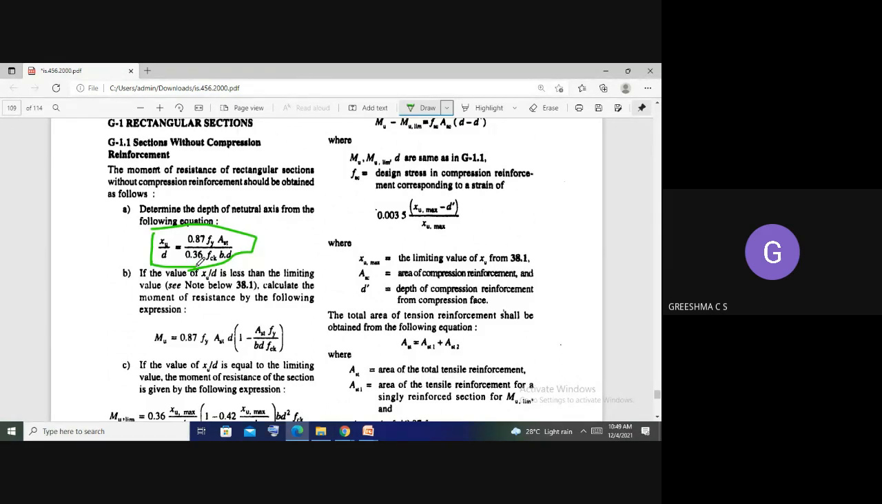xu by d is equal to 0.87 fy divided by 0.36 fck into b. So this is the cut type, so directly the xu value you can find out. xu is the depth of neutral axis. So xu value you will get directly, that is xu is equal to 0.87 fy divided by 0.36 fck into b. So from this equation we get the xu value.